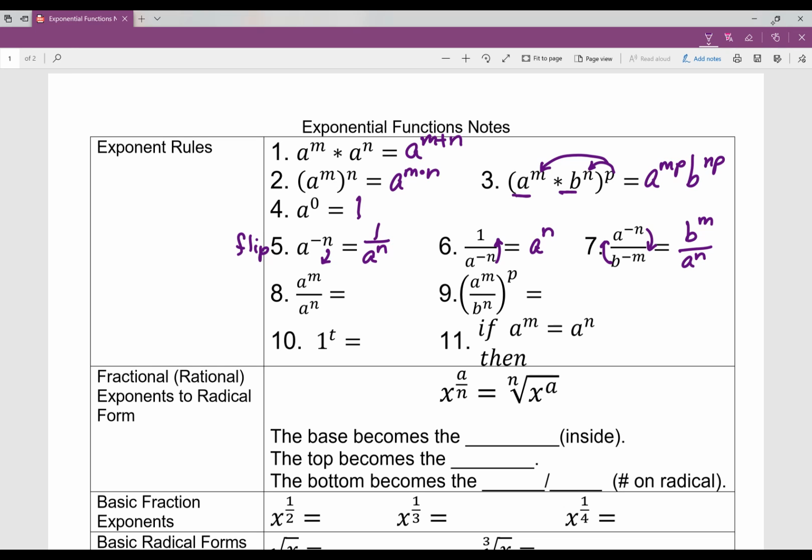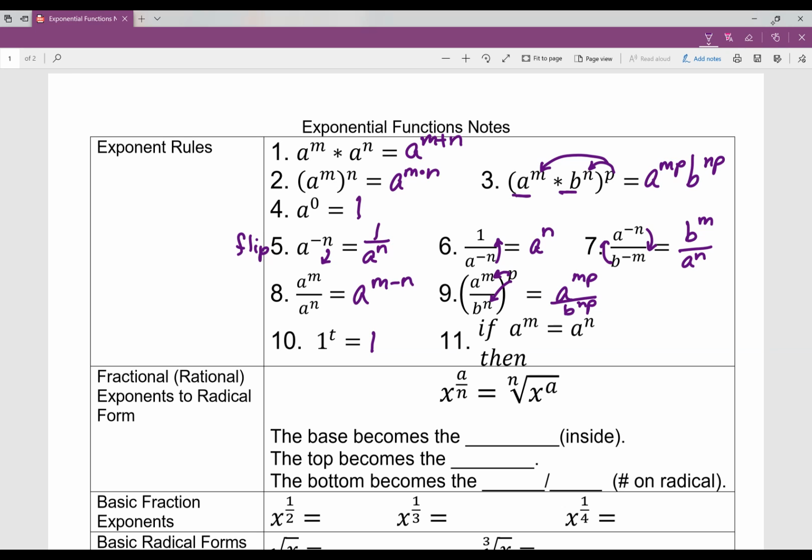When you have a fraction, a to the m over a to the n, this is subtracting, a to the m minus n. And again, with the power on the outside, we're going to distribute it to everything inside. So we get a to the mp divided by b to the np. 1 to any power is 1.